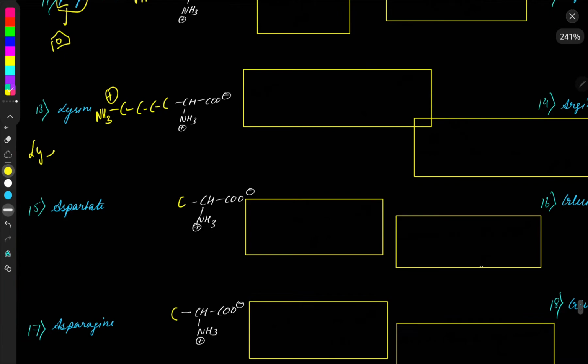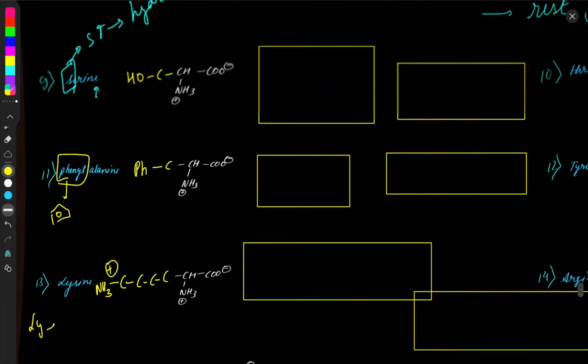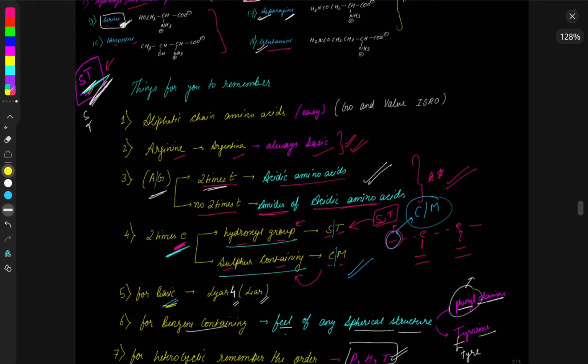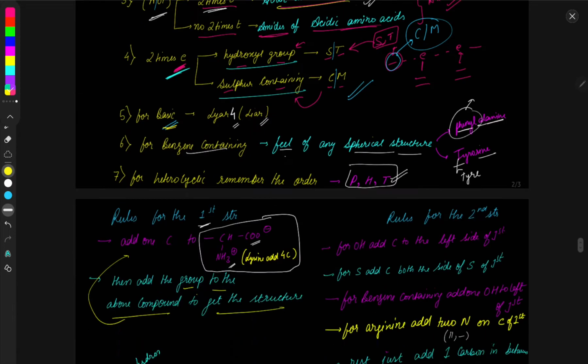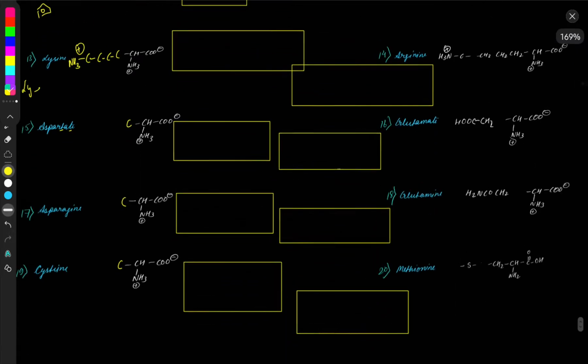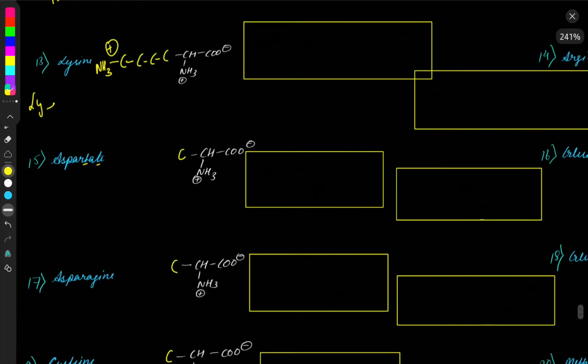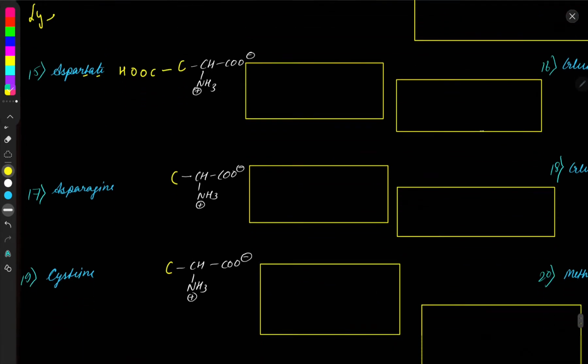For aspartate, there are 2 T's. What we have read is that in the case of AG, if there are 2 T's, it is an acidic amino acid. For acidic, what is the group of acid? COOH is the group of acid. So just add COOH. You got the structure of aspartate.